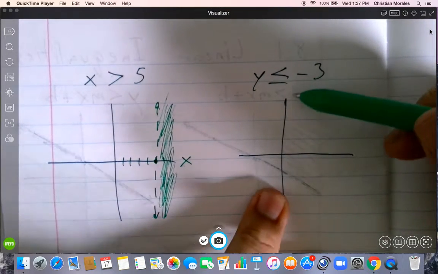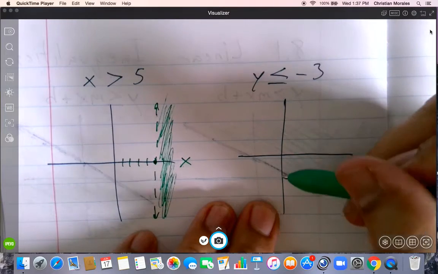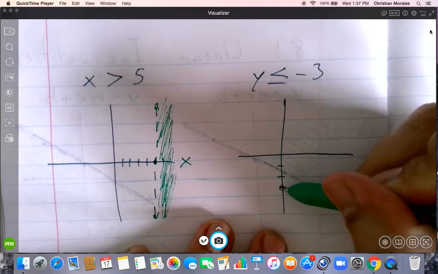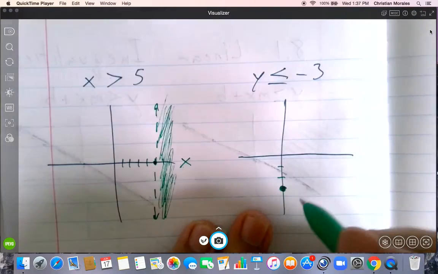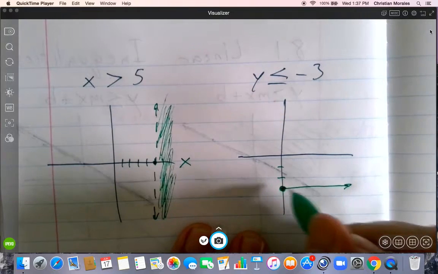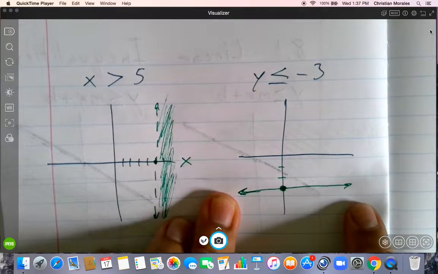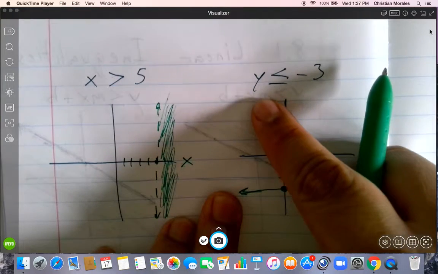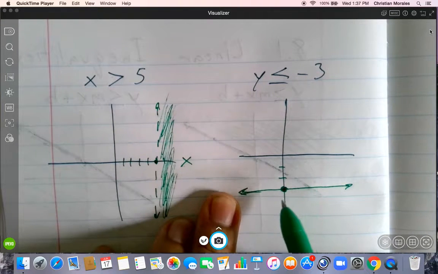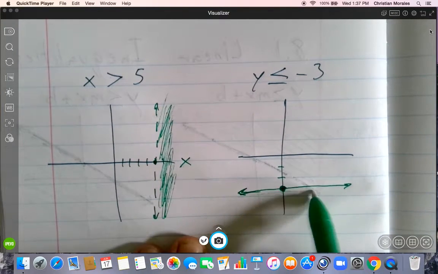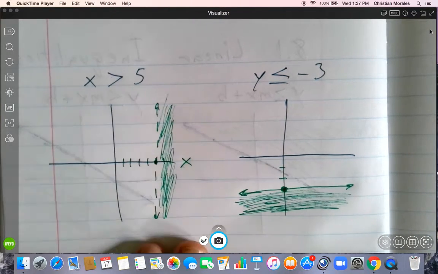Okay. Now, if you see y and nothing else, you're still going to mark where y is at -3. 1, 2, 3. -3 down here. It's going to be a solid line, but it's going to be a solid line that goes like this. And then you read it. What does it say about y? Y is less than or equal to -3, so below -3. And that's how you answer that.